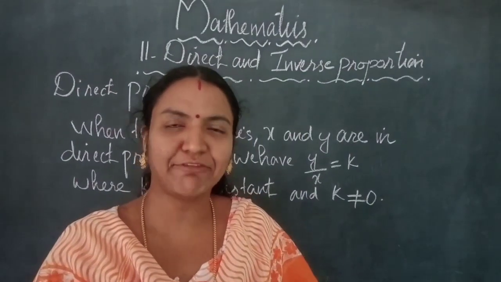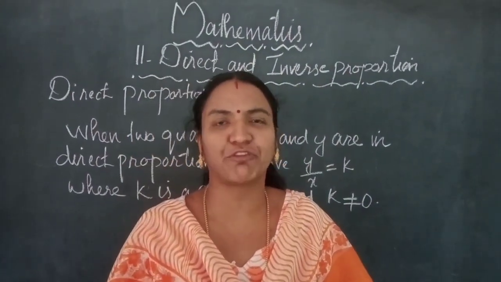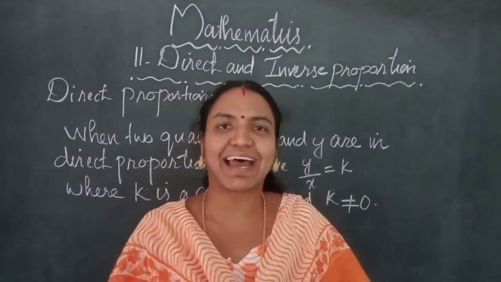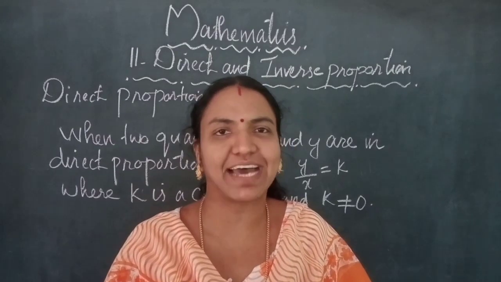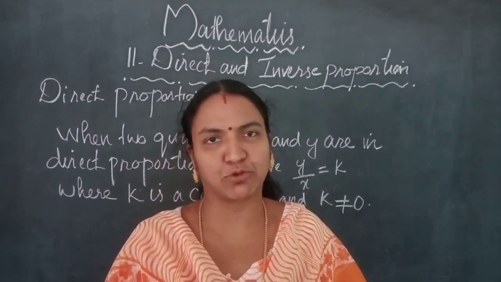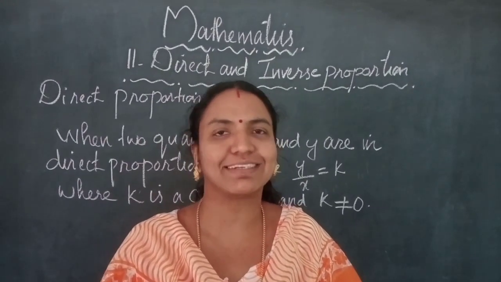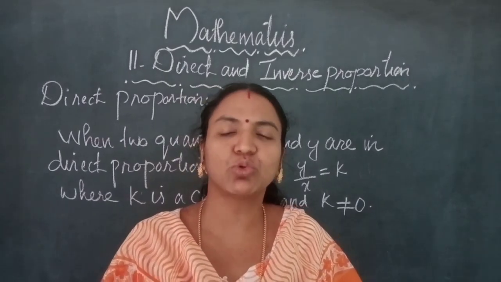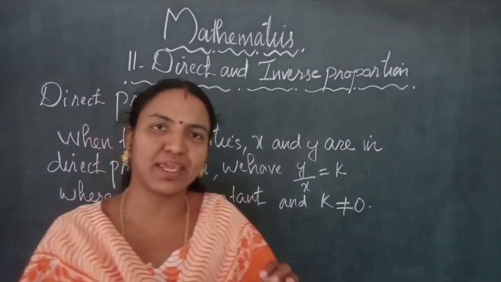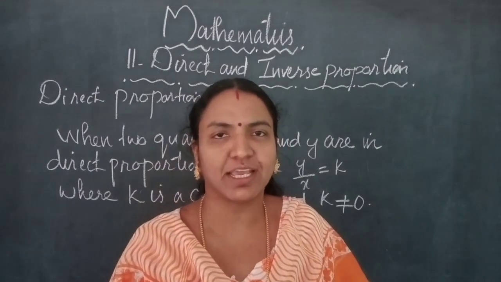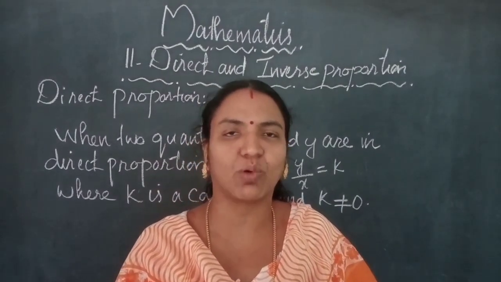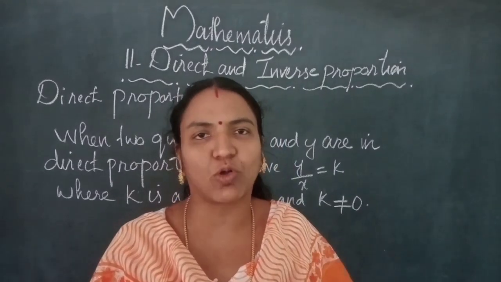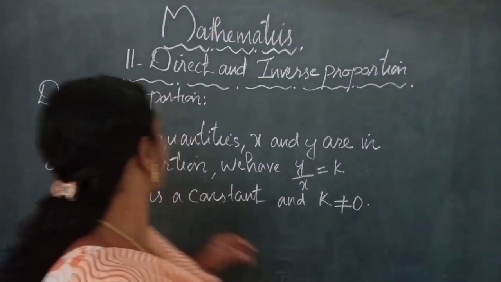In our daily life, we come across two types of variations, that is direct variation and inverse variation. These are also known as direct proportion and inverse proportion. First, we shall discuss direct proportion. When two quantities x and y are said to be in direct proportion, we have y divided by x is equal to k, where k is a constant and k not equal to 0.